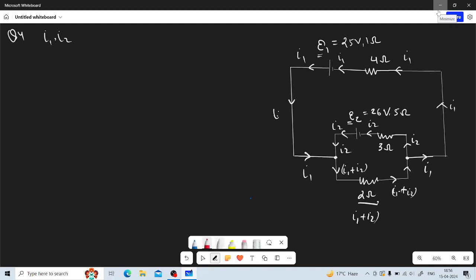So in order to choose the loop, let me take the first loop as this one. Here it begins from E1, goes all the way through I1 and I2 and again all the way to E1. So this particular loop, let me call this loop 1, and this is my loop 2. This full thing is my loop 2. Now let's go to loop 1 first.